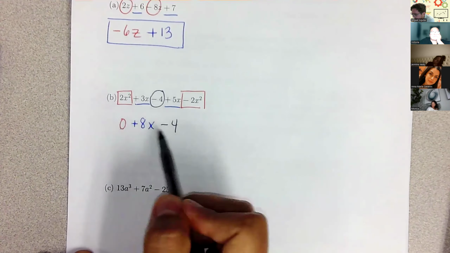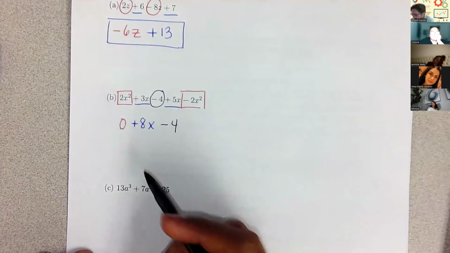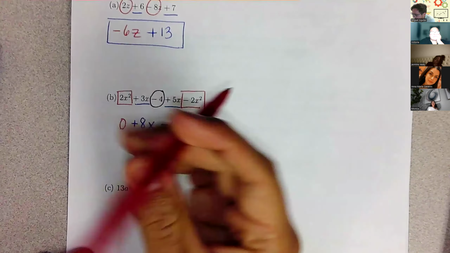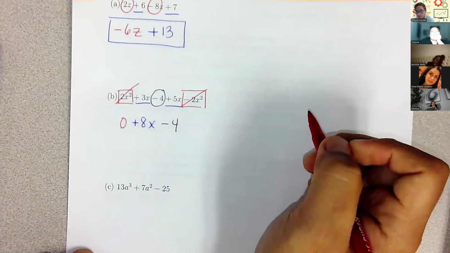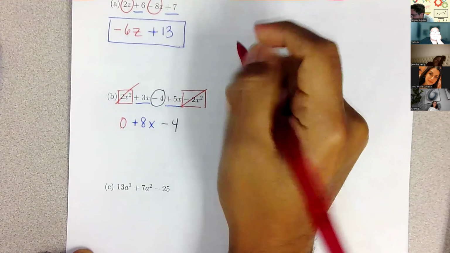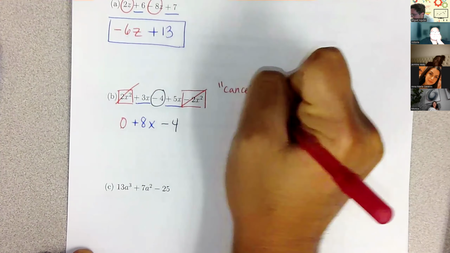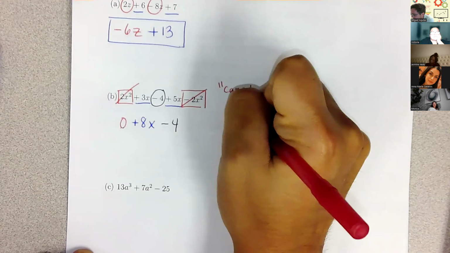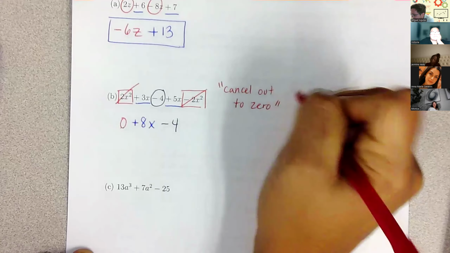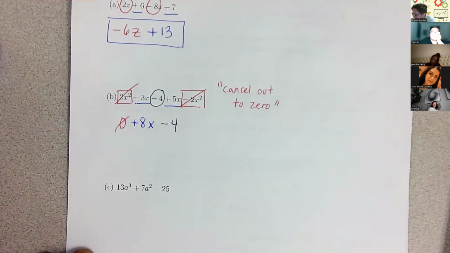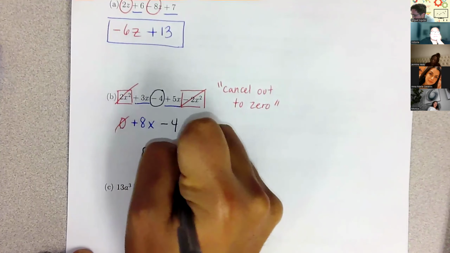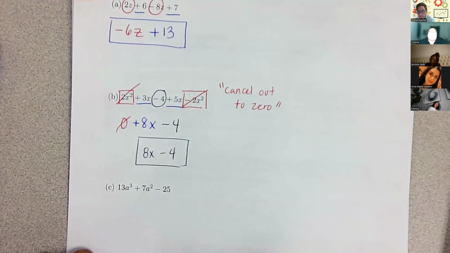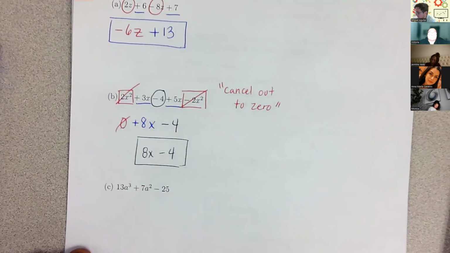So you could think of this as 0 minus 4, or you could just say to yourself, if I combine like terms and I get a 0, those just cancel out, okay? We're sometimes lazy when we use this expression cancel out, but what we really mean in this case is that it cancels out to 0. So you don't have to write this 0 down. You can just write 8x minus 4, and that is fully simplified. Any questions or comments about that one?